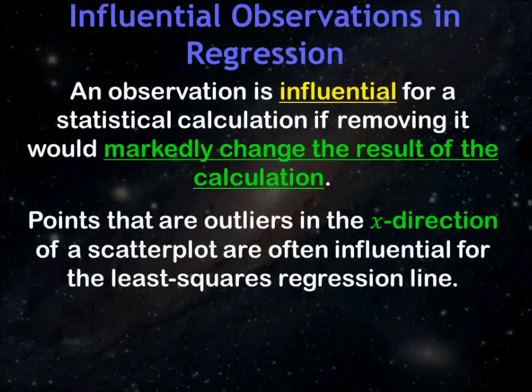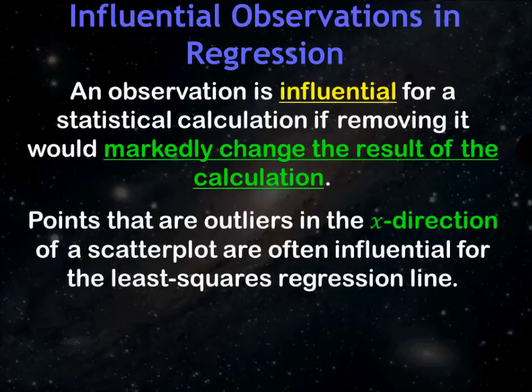An observation is influential for a statistical calculation if removing it would markedly change the result of the calculation. So by taking away that point, you would change perhaps the R value, you would change the slope, you would change the direction of the line. All those things would change if you remove this point. That will make a point influential.